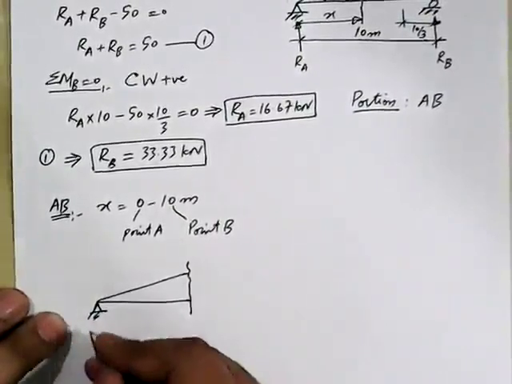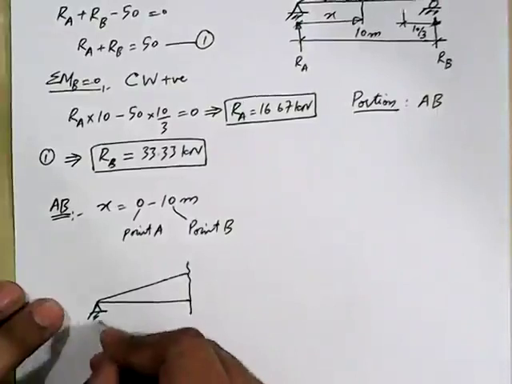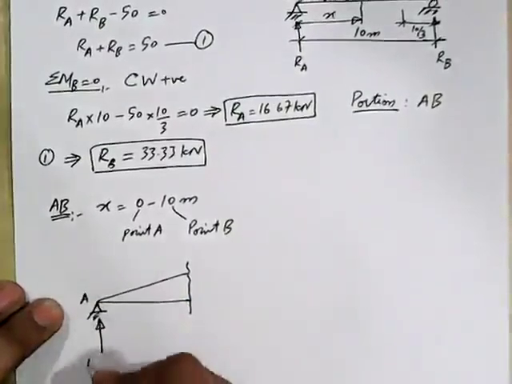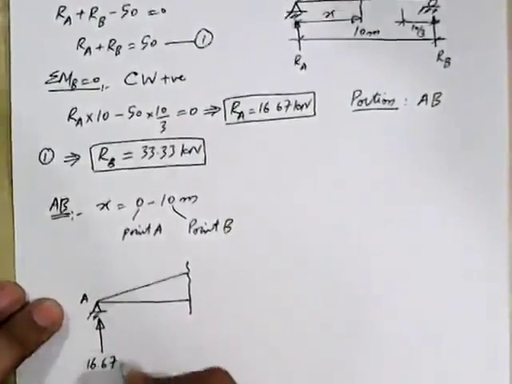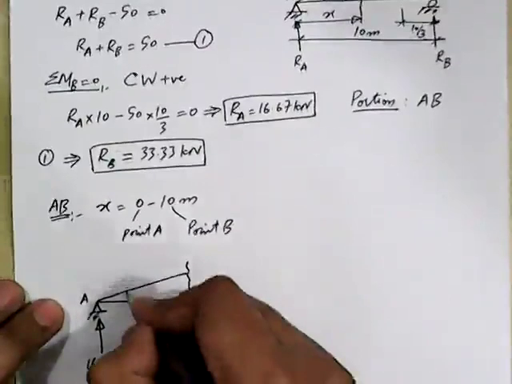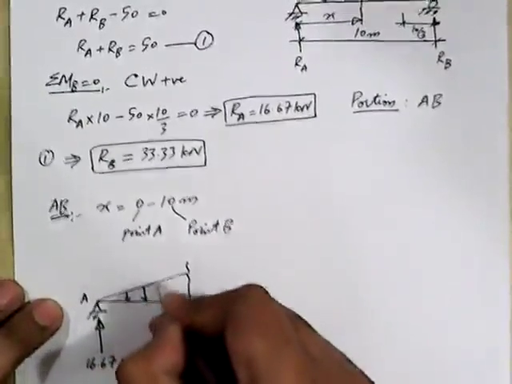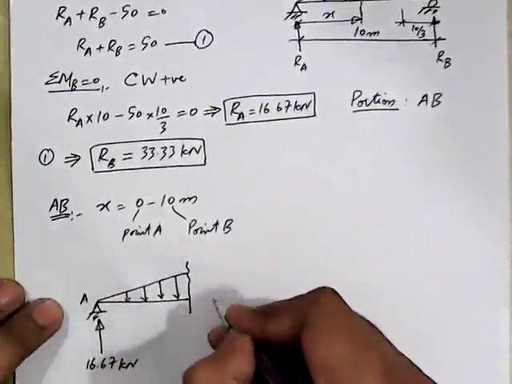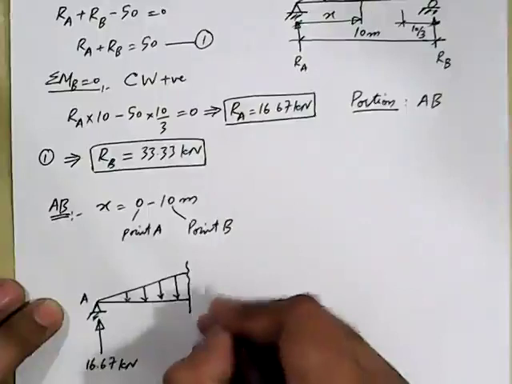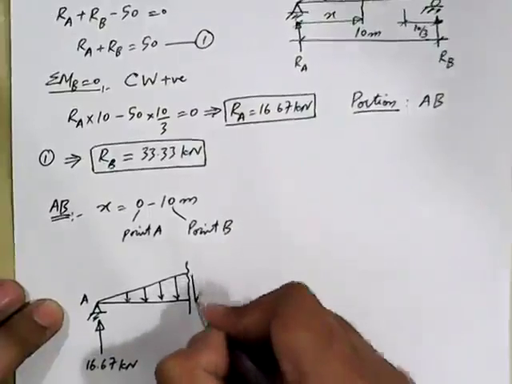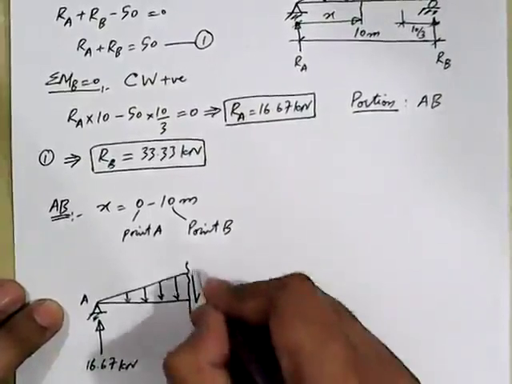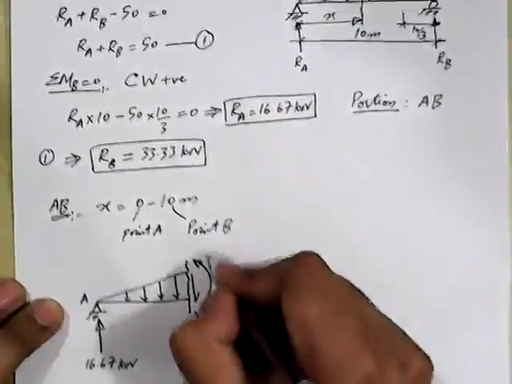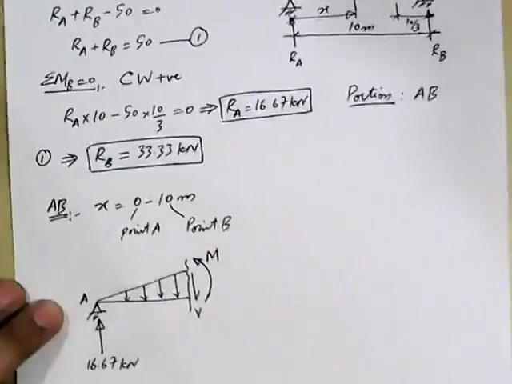And we know the reaction at this point A. Reaction is 16.67 kilonewton. This reaction is acting in the upward direction, and as we have exposed the section, so we will have shear force here and bending moment here, M. What else?